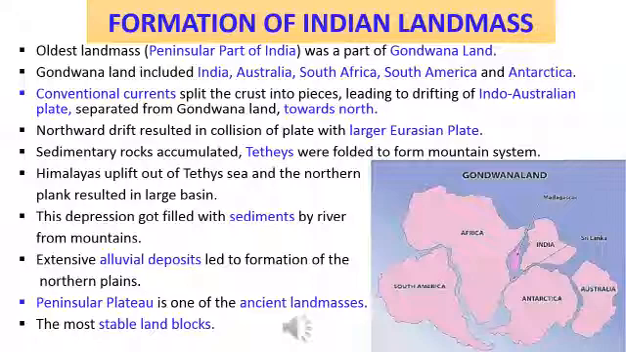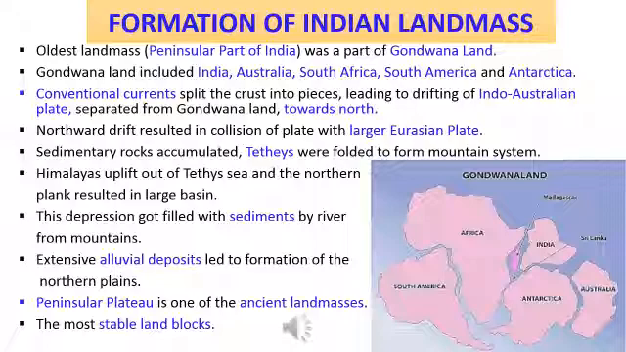Now let us study about the formation of the Indian landmass. The oldest landmass was a part of Gondwana land. Gondwana land included India, Australia, South Africa, South America and Antarctica as a single landmass. The convection current split the crust into a number of pieces, thus leading to the drifting of the Indo-Australian plate after being separated from Gondwana land towards north. The northward drift resulted in the collision of the plate with the much larger Eurasian plate.